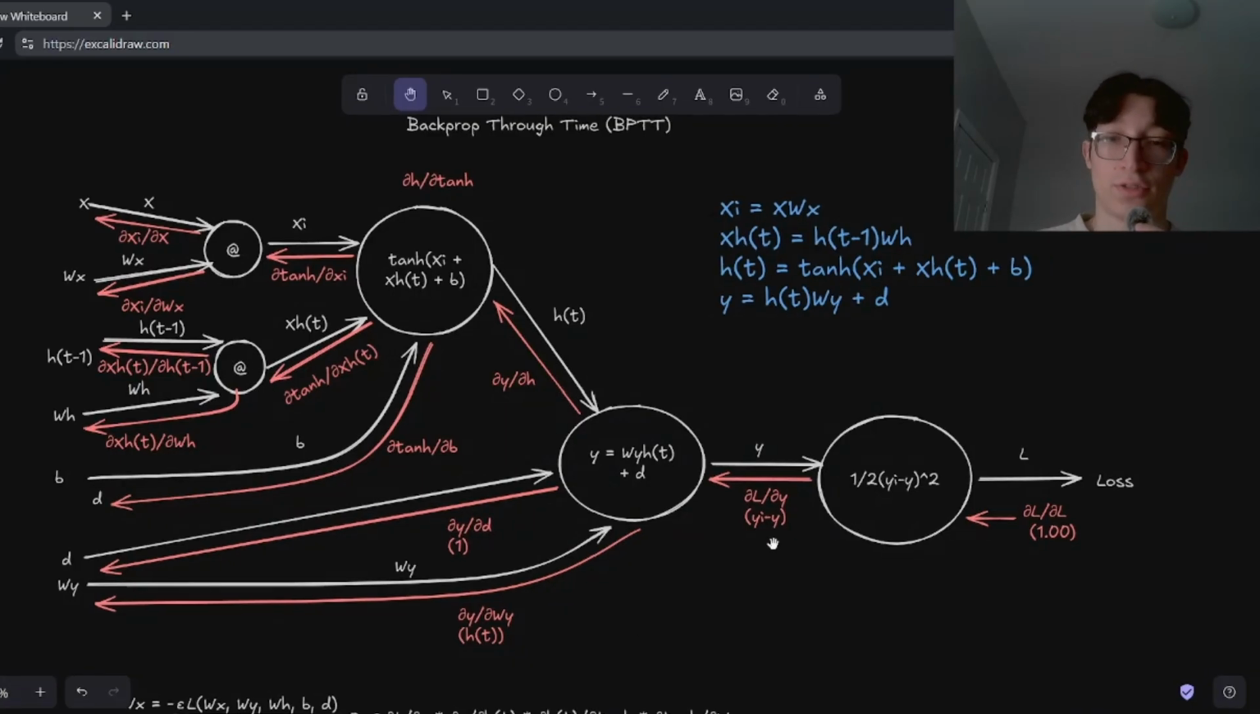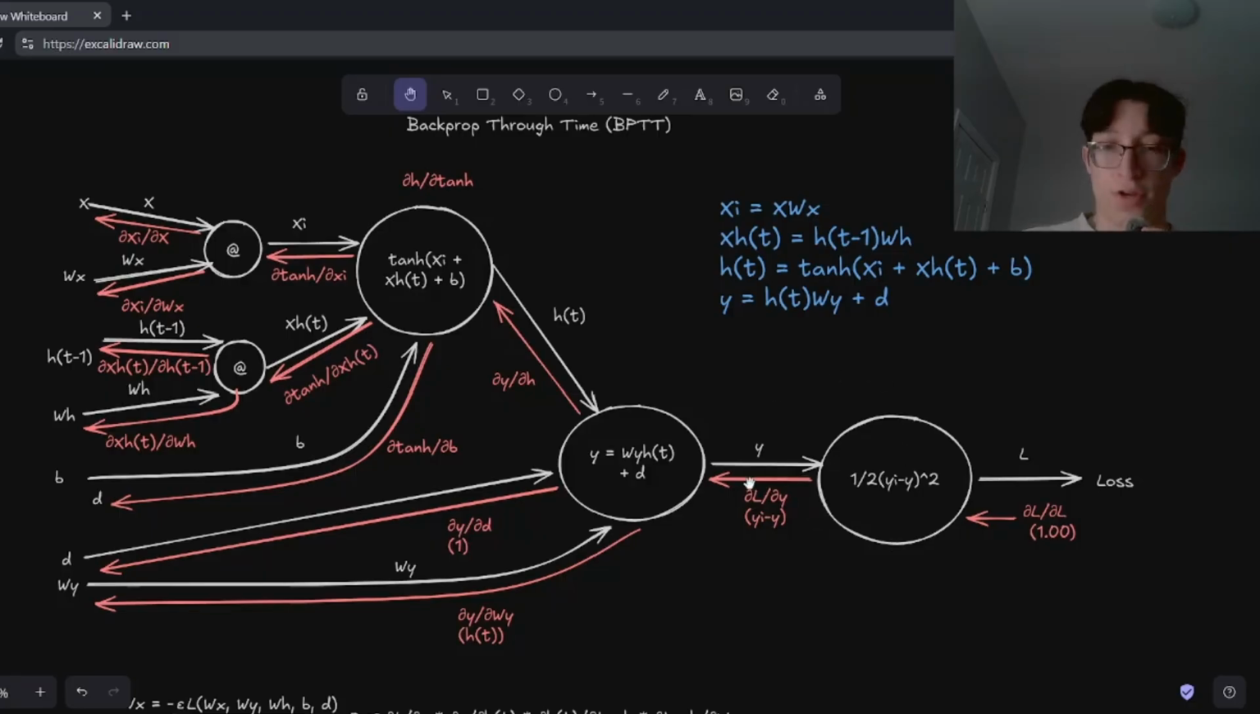So in order to actually do backprop through time, we first have to calculate the partial derivative of the loss with respect to the loss. The partial derivative of, let's say, something with respect to itself is always 1. So we already have that pretty trivial calculation.